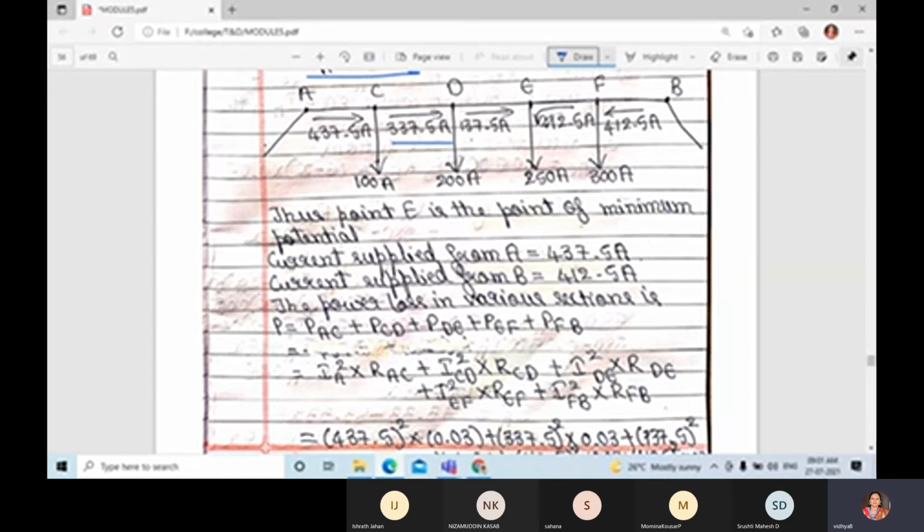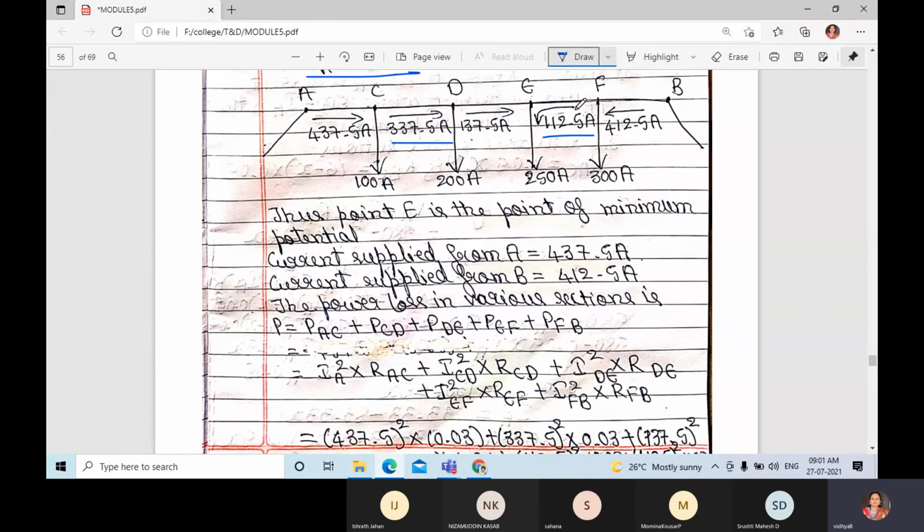If you get minus, then it is flowing in the opposite direction. Now we came to know the current at A and B. Thus point E is the point of minimum potential. Current supplied from A is 437.5 amps and current supplied from B is 412.5 amps.